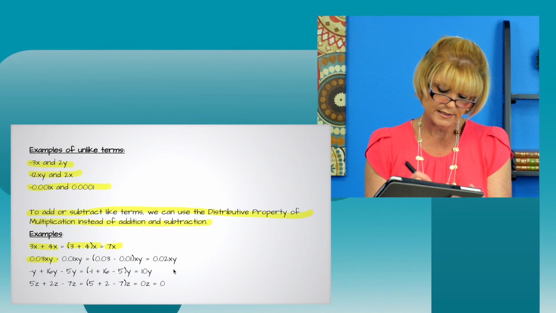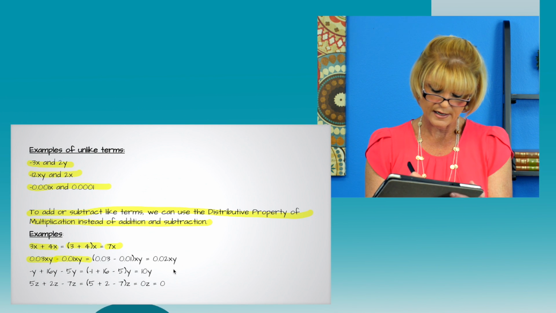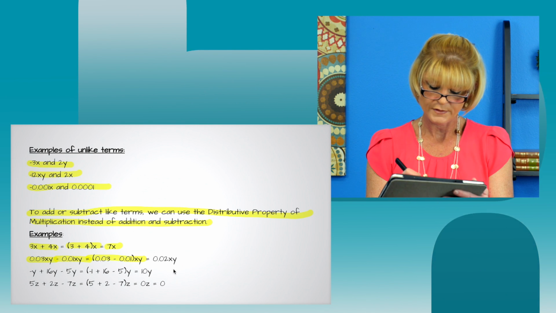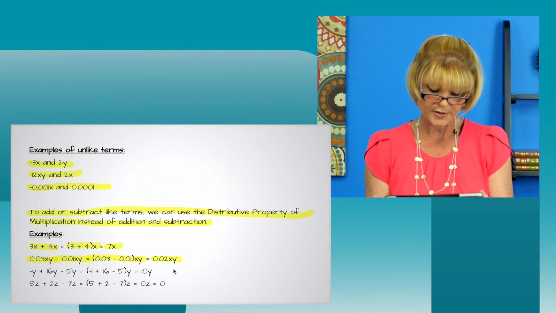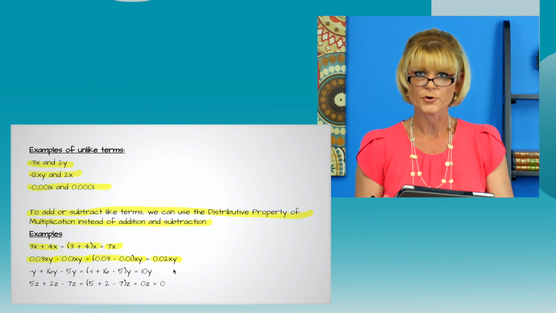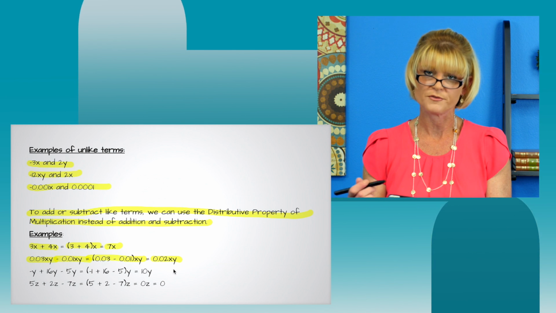0.03xy minus 0.01xy is the same thing as 0.03 minus 0.01 times xy, which would equal 0.02xy. And there's two more examples there that I'm not going to read at this minute, but feel free to pause your video and see if you can figure out how to use the distributive property there.